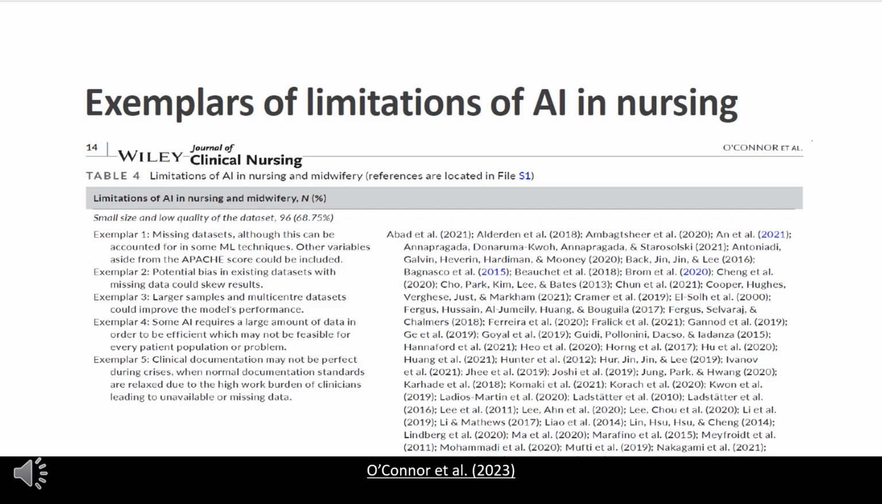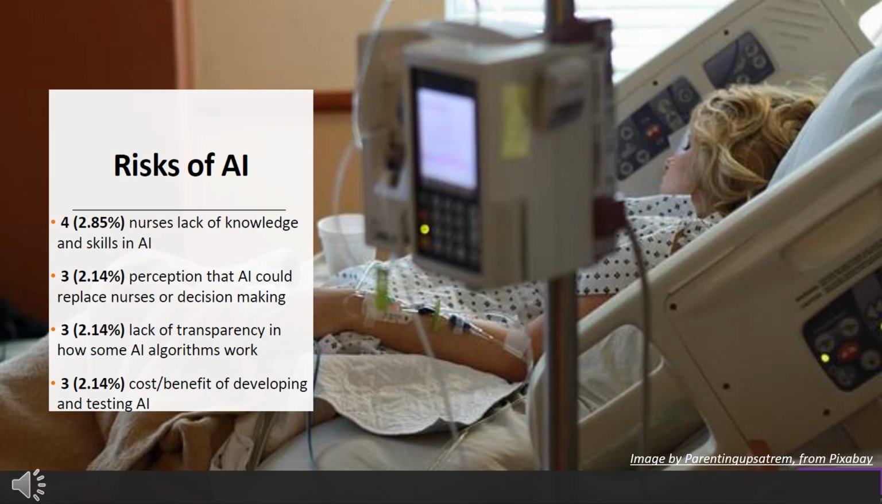And then finally, there weren't that many risks associated with AI reported in the studies, which was surprising, but the ones that were included a mix of ethical, legal and social risks, such as the perception that AI could replace nurses and other professionals or be used to supersede clinical decision making. There was also a concern that nurses lack knowledge and skills in AI, and that this was a risk to its future development and use in healthcare.